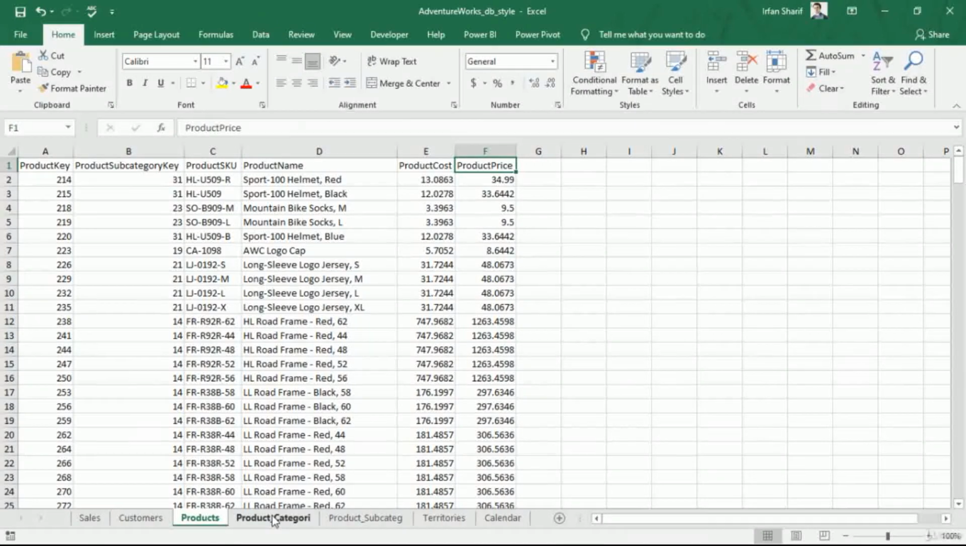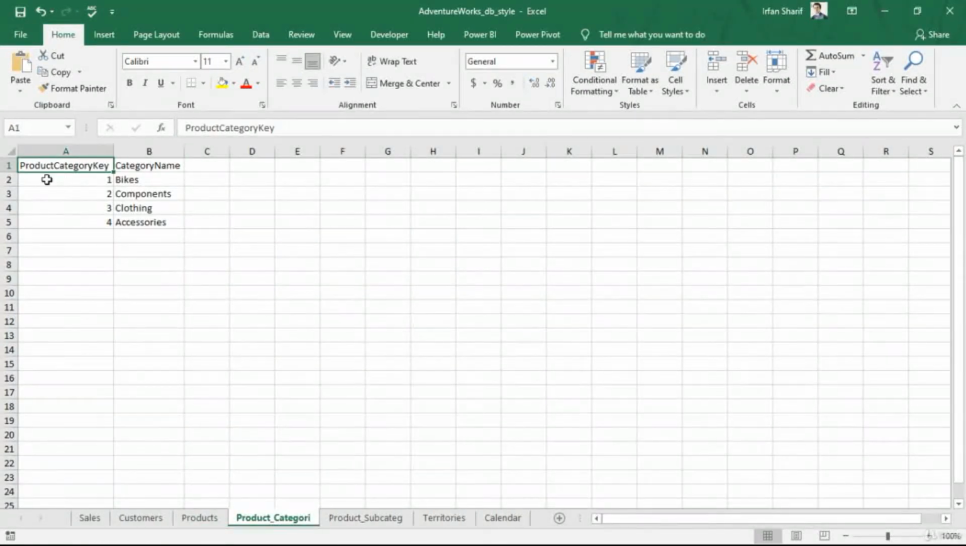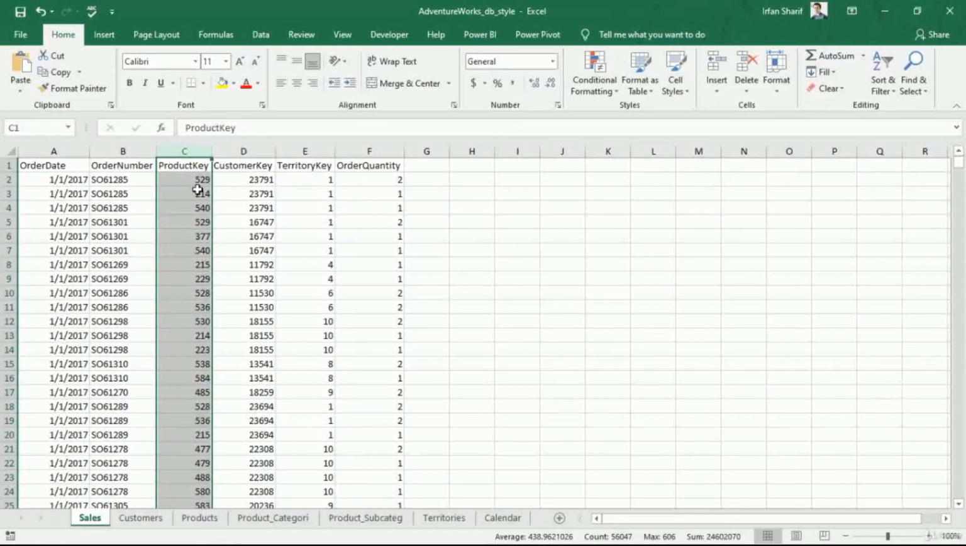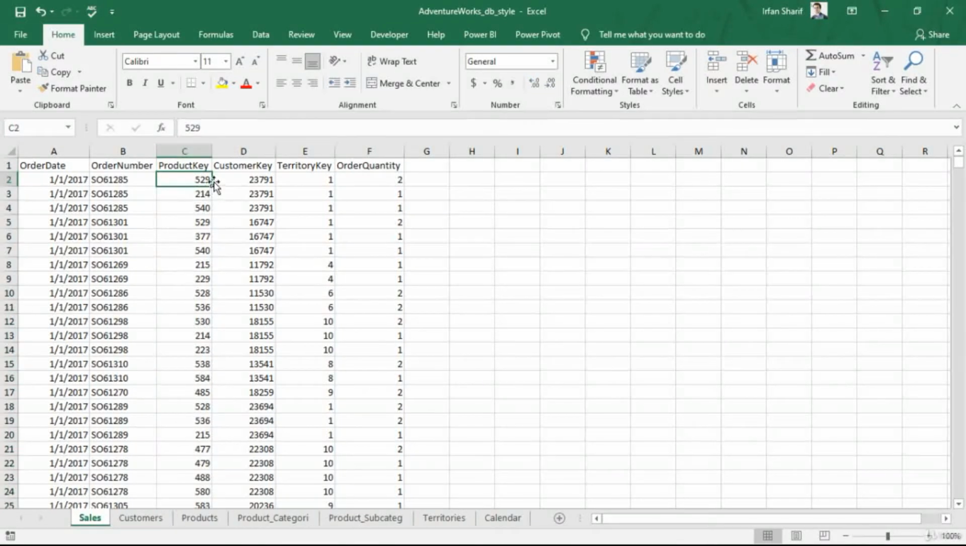So if I go to the category sheet, you can see that against the product category key, we have the category name. And if I go to the next sheet, we have the subcategory key, and against that we have the subcategory name as well. So if I go back to my first sheet, I can show you that we have this product key here, and by this product key, we have the information from other sheets that, if we need it, we can bring here using VLOOKUP or index match.